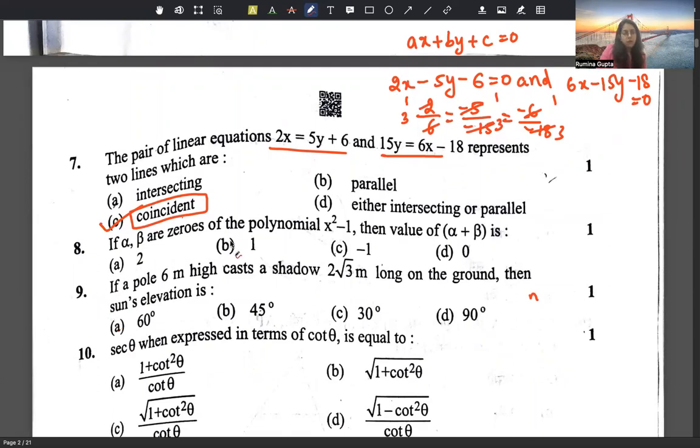If alpha and beta are the zeros of a polynomial x square minus 1, then the value of alpha plus beta. Very simple. What is alpha plus beta? It is the sum of zeros. So let's obtain the sum of zeros. What is the formula for the sum of zeros? The sum of zeros is just equal to minus b upon a.